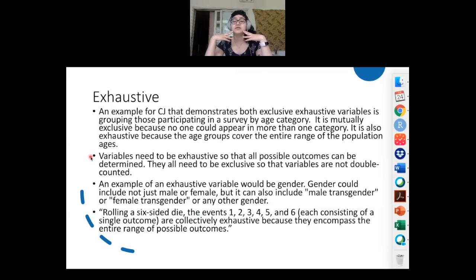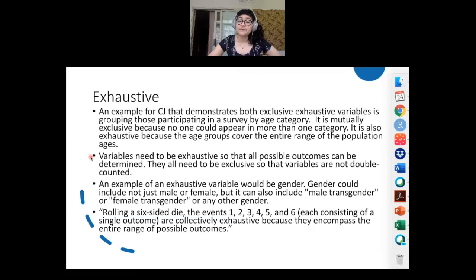Variables need to be exhaustive so that all possible outcomes can be determined. Yes. They all need to be exclusive so that variables are not double counted. Also, yes. An example of an exhaustive variable would be gender. Gender could include not just male or female, but it could also include male transgender or female transgender or any other gender. Yes. Non-binary, too.